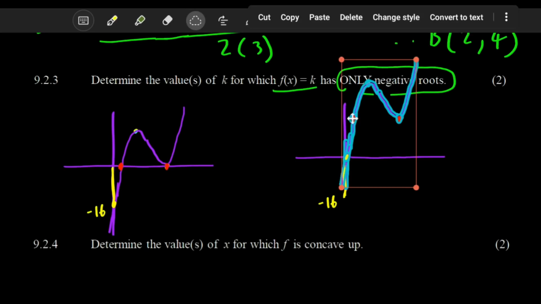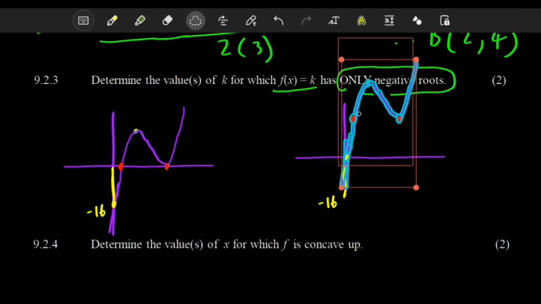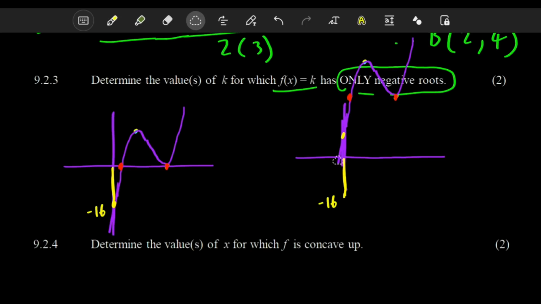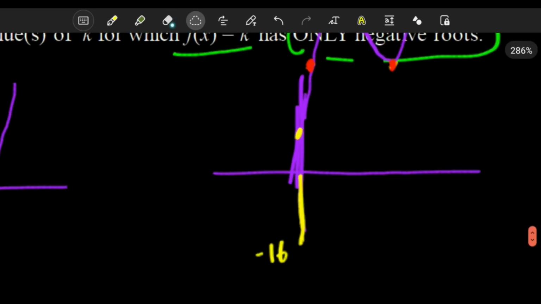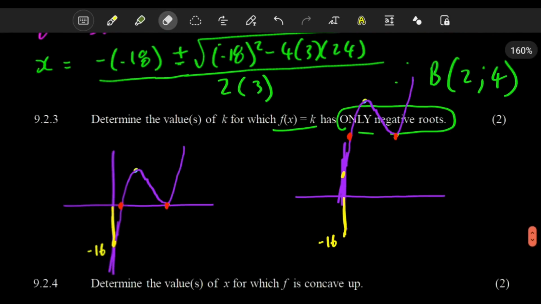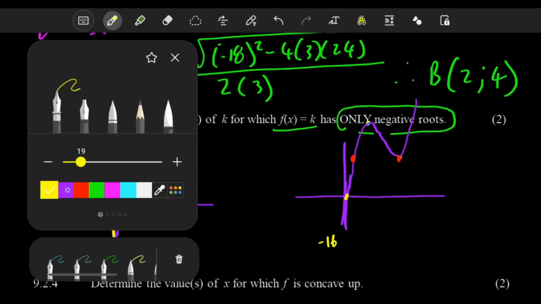But then the moment you move it more than 16 units upwards, you can already see your graph is going to start to have x-intercepts that are negatives there. You see, that's the idea behind this question over here. Your graph needs to be moved up at least 16 units for it to have negative roots only.